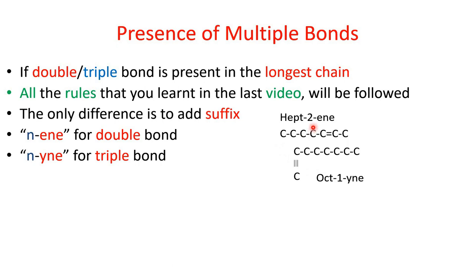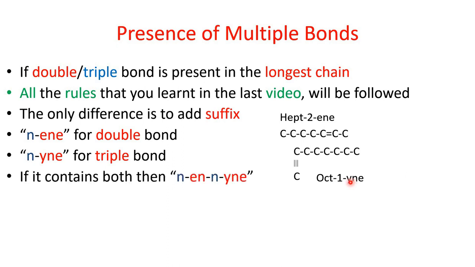These are the locants. 2 is the locant here for the double bond, and 1 is the locant here in this compound for the triple bond that shows the position of that triple bond. If it contains both double and triple bonds, then you will have to use the suffixes "-ene" and "-yne", with "n" as the position of the double and the triple bonds respectively. For example, here is a compound that contains both double and triple bonds. So how will you name this compound?